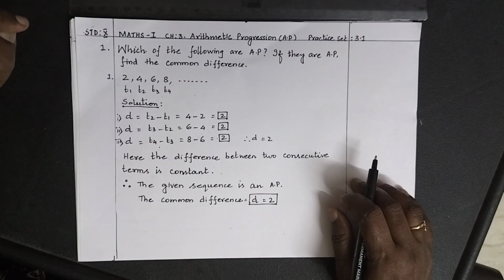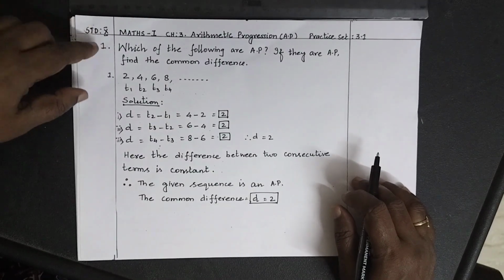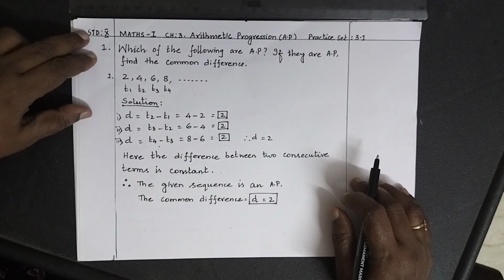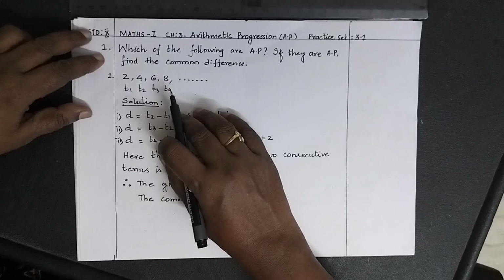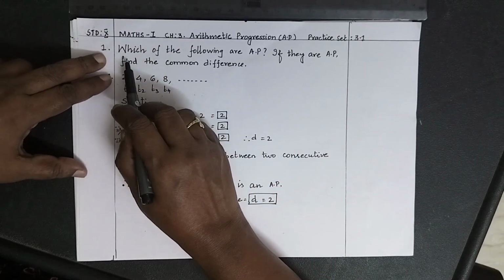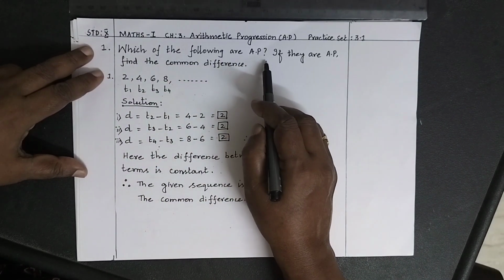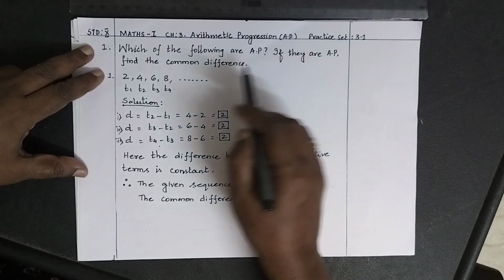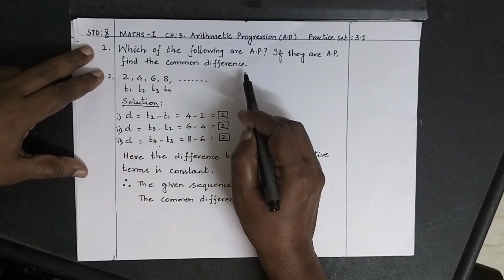In the previous class, we studied the definitions of sequence, arithmetic progression, geometric progression, some examples of each case, and how to find the common difference D. Today we are going to solve some sums in AP. First question: which of the following are AP? If they are AP, find the common difference.